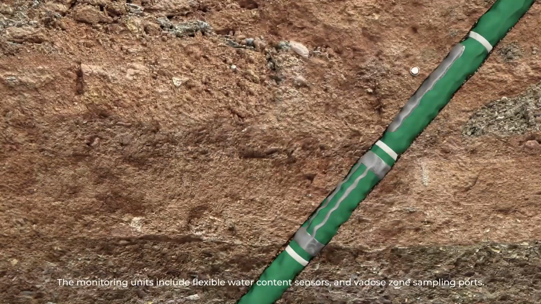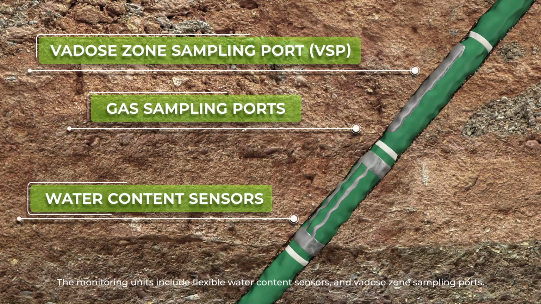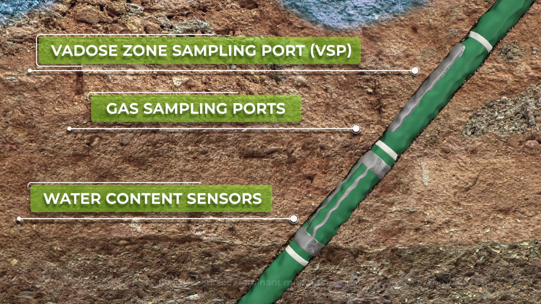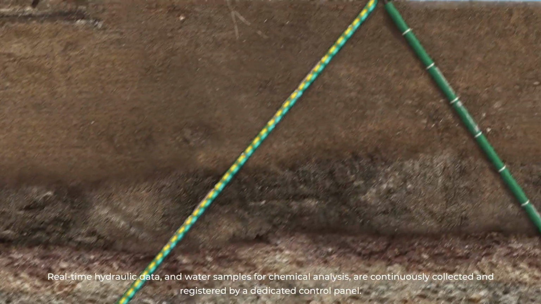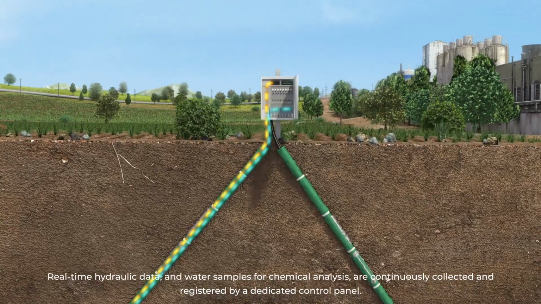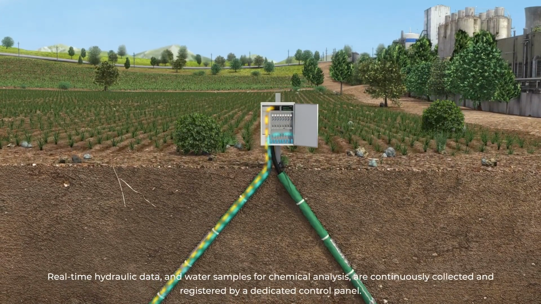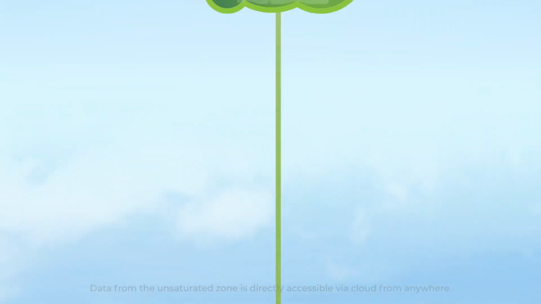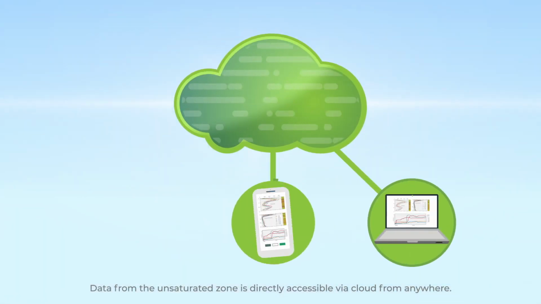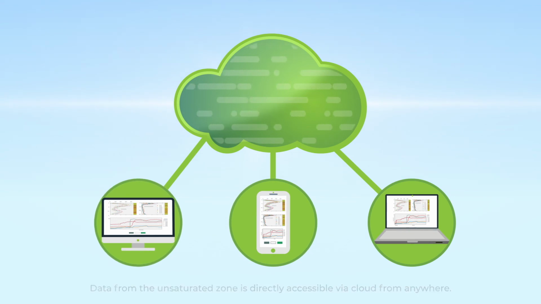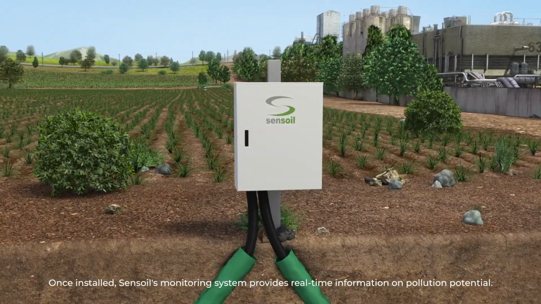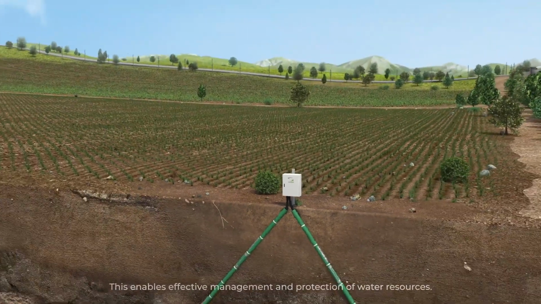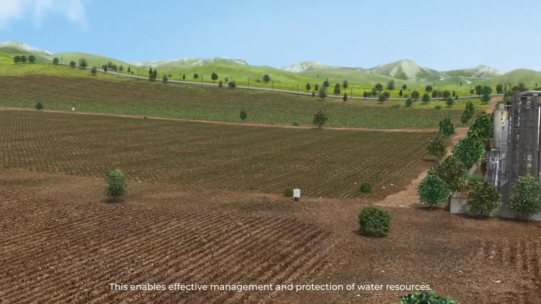The monitoring units include flexible water content sensors and vadose zone sampling ports. The system measures water flow and contaminant migration from land surface to the water table. Real-time hydraulic data and water samples for chemical analysis are continuously collected and registered by a dedicated control panel. Data from the unsaturated zone is directly accessible via cloud from anywhere. Once installed, Sensoil's monitoring system provides real-time information on pollution potential. This enables effective management and protection of water resources.